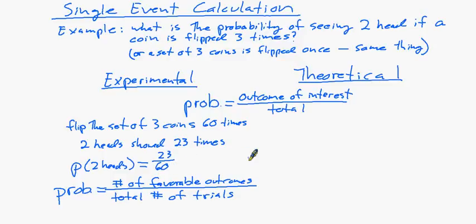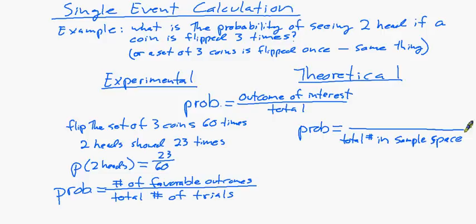Now, when we look at theoretical probability, we have something which looks maybe like this. I left the top blank for the moment. This concept of total, we can then think of as sample space. So the total number in the sample space, how big the sample space is, is our total, because that's all possible outcomes. Well, what's going to be the outcome of interest?